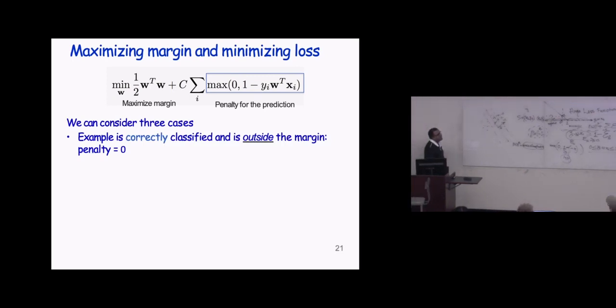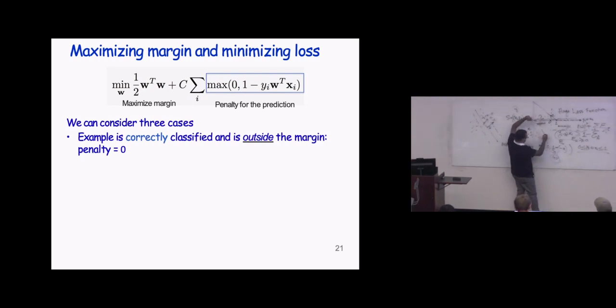The example is correctly classified and is outside the margin. So you are separating it beyond gamma, that 1. Normalized gamma is 1, right? If this is the classifier plane we learned, your data point is on the other side, outside the margin. Good. No loss.